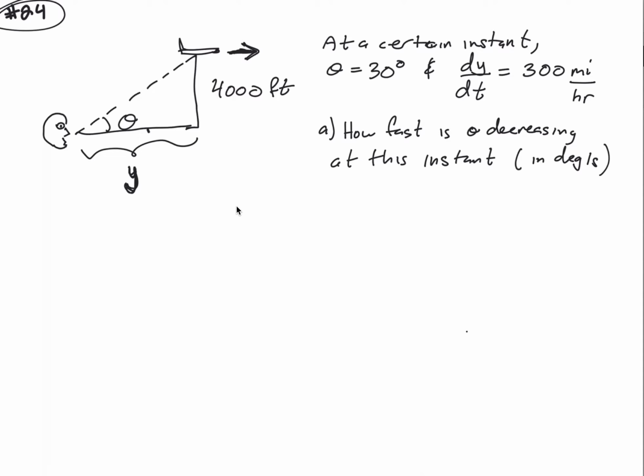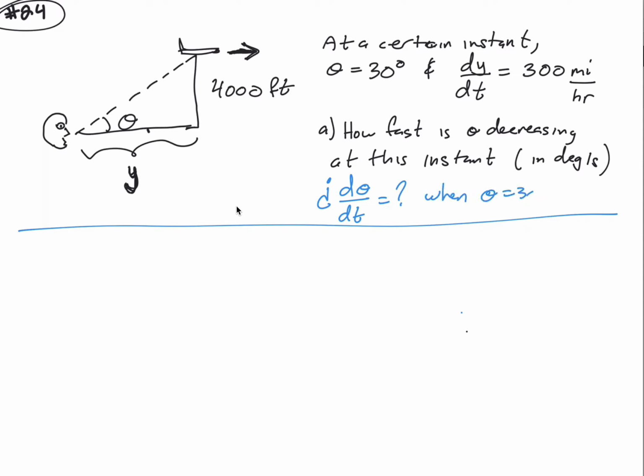So what's the question? The question that we need to answer here. But we're not looking for theta itself. What is the question asking for? The change, right? So the derivative of theta with respect to t, right? That's what we're looking for. When theta equals 30 degrees, right? And dy over dt equals 300, meaning the instant that they gave us above, right? Does that make sense? Okay, so any questions up to this point? Just the statement of the question itself. We're doing good? All right, so we've got the first step down, right?